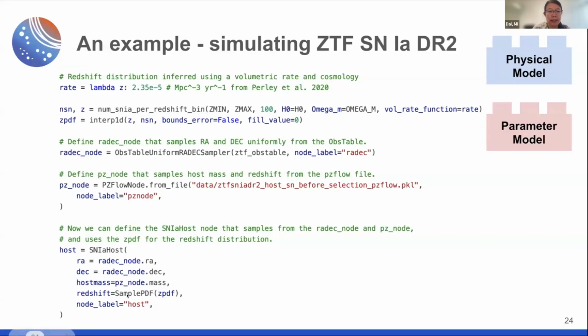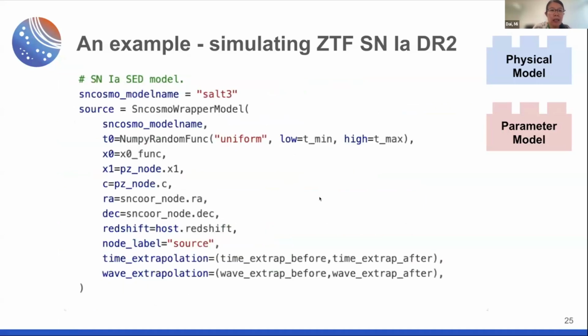And we can provide a self-defined, customized PDF to be sampled for the redshift. And then we define this source, or physical model, using the SNCosmo wrapper model, which basically wraps the SALT3 model in SNCosmo. Okay, so it wraps all the SNCosmo models, and we're using SALT3 here. So these are all the necessary parameters listed.